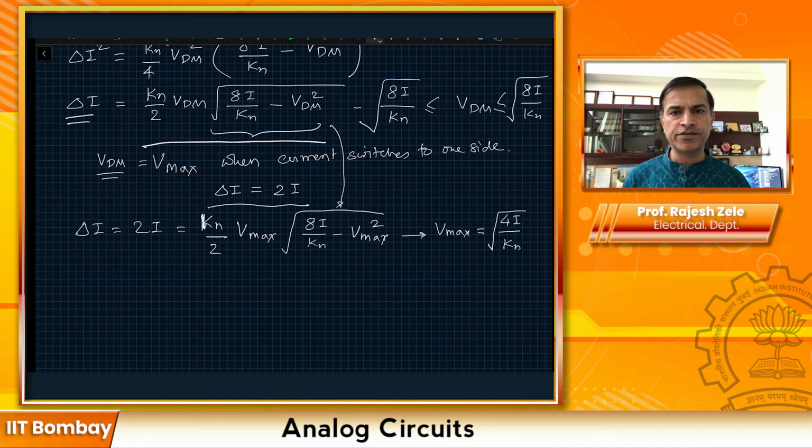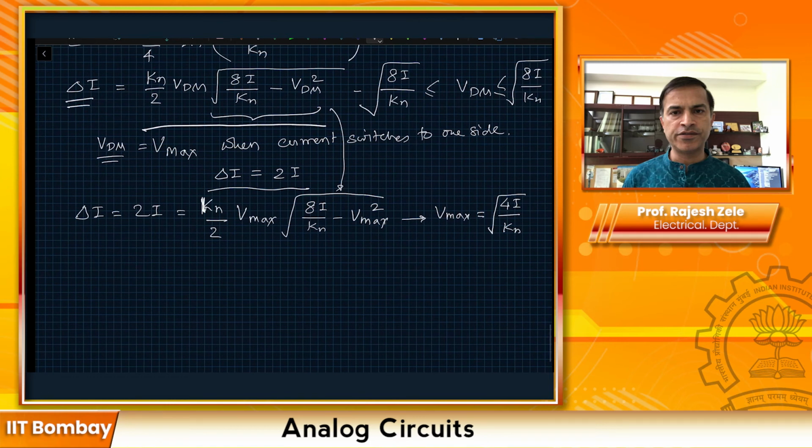So if Vmax is equal to this value, then your current will be completely switched to one side. I will leave that to you for exercise, and it should be fairly straightforward. What this is telling me is that I can use this further substitution. I will get Vmax square is equal to 4I by Kn, and then I can say that Kn will be equal to 4I by Vmax square. Okay, this is something that I'm going to use a little bit later.